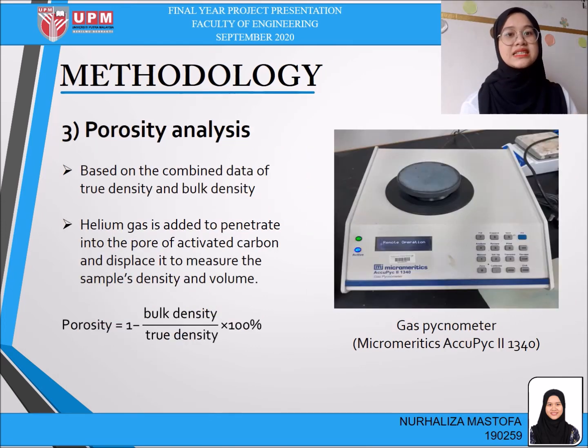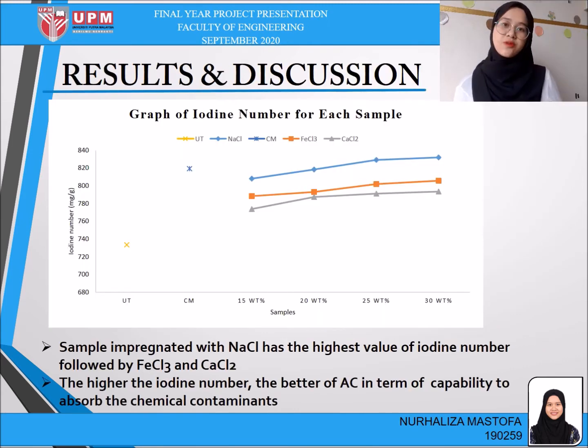The third analysis is porosity analysis. Porosity analysis is based on combined data of true density and bulk density. During this analysis, helium gas is added to penetrate into the pores of the activated carbon and displace it to measure the sample's density and volume. Let's proceed to the result and discussion. The first one is the determination of iodine number.